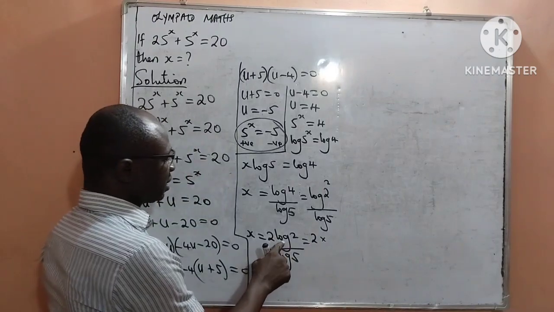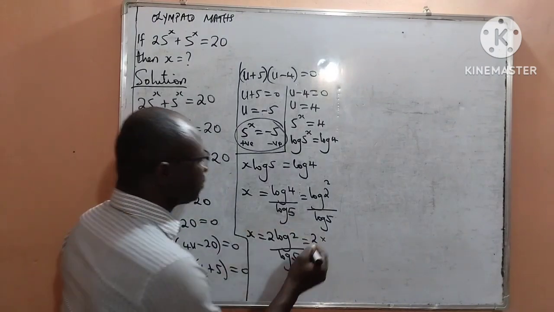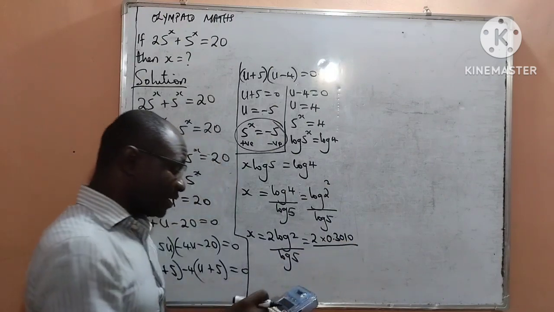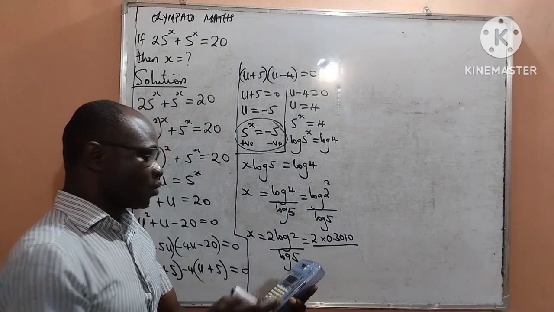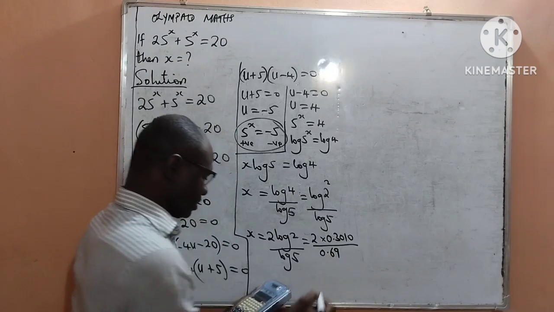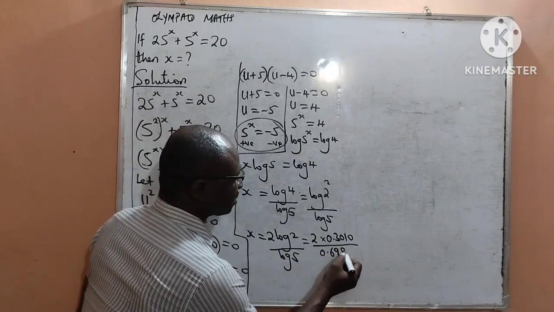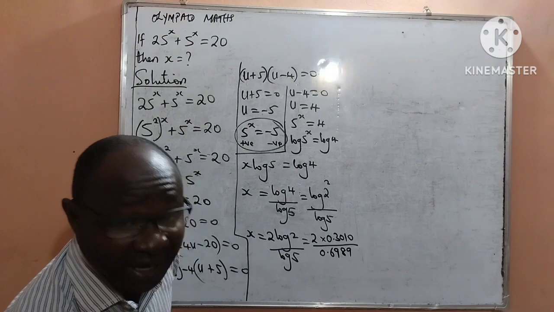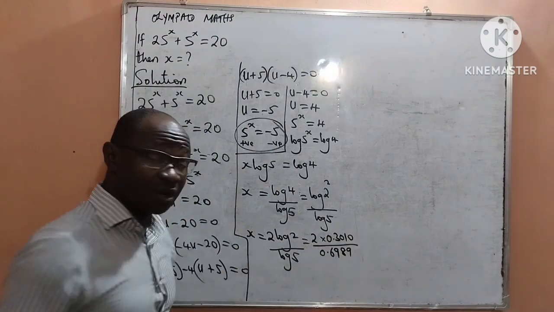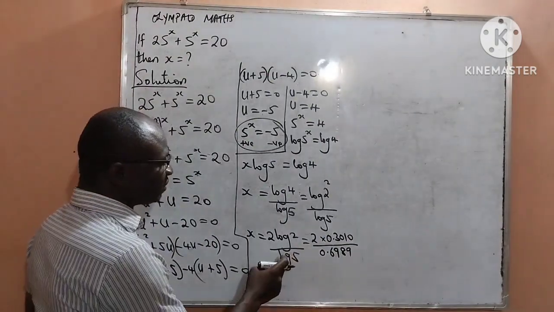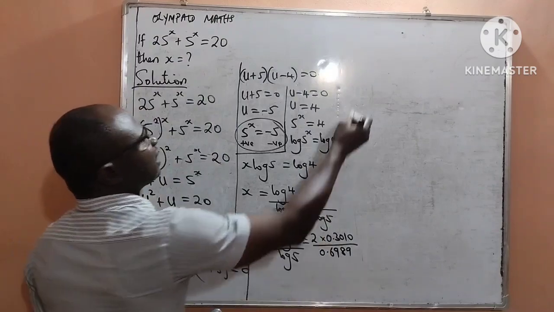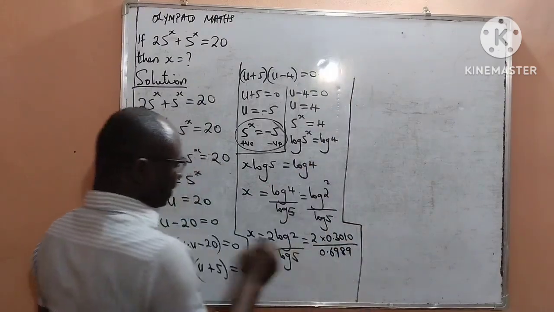Let's move forward. The value of log 2 is 0.3010, while the value of log 5 is equal to 0.6989. So I have gotten the value of log 2, which is 0.3010, and the value of log 5, which is 0.6989. What then should be the final value of x?